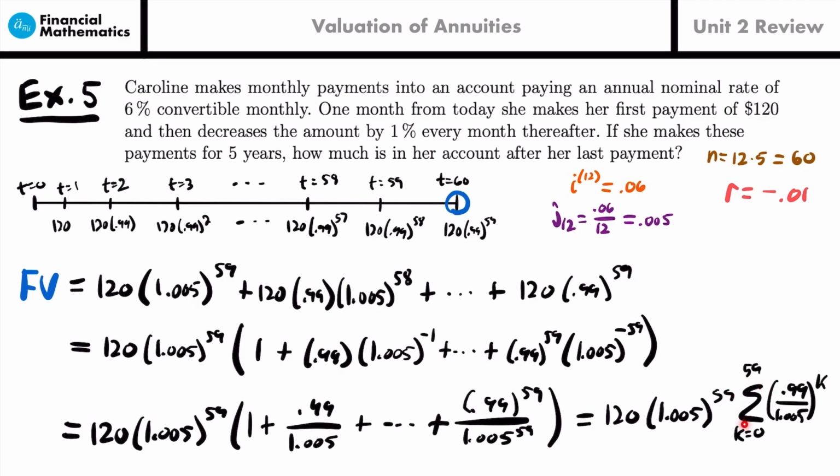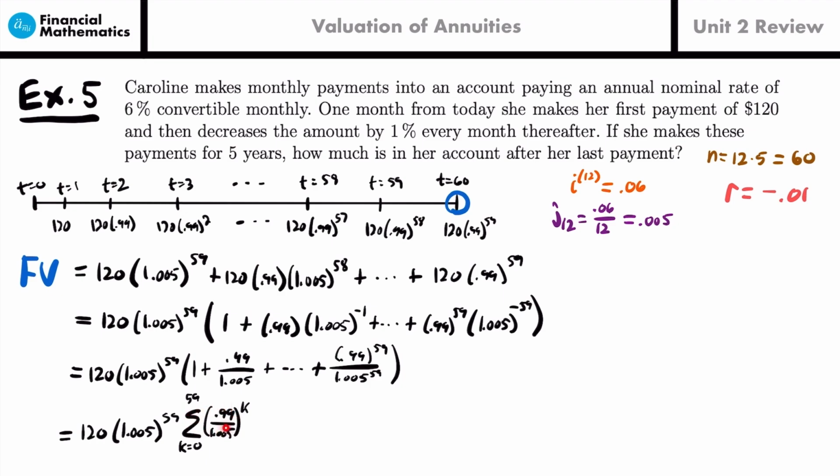All right, that represents the sum of these terms raised to a power of k, where you start with 0 and then you end with 59. Now what we can do is calculate the sum of this geometric series, and that will allow us to finalize this calculation and be able to calculate the future value of this geometric annuity. So let's do that. If we calculate the sum of this geometric series, here's what we'll have next.